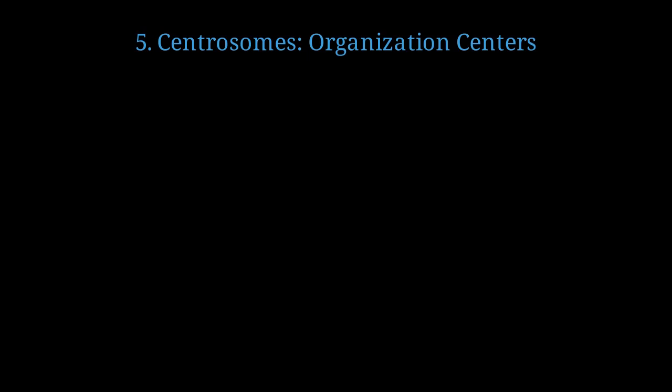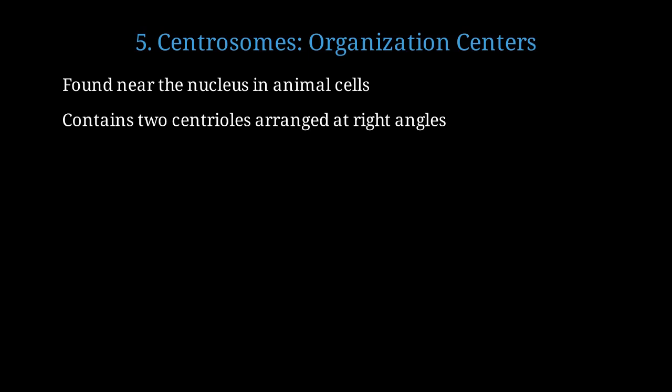Finally, let's examine centrosomes, the organizational centers for cell division. Centrosomes are structures found near the nucleus in animal cells. Each centrosome contains 2 cylindrical structures called centrioles, arranged perpendicular to each other. The 2 centrioles in a centrosome are positioned at right angles to each other, forming a distinctive structure.